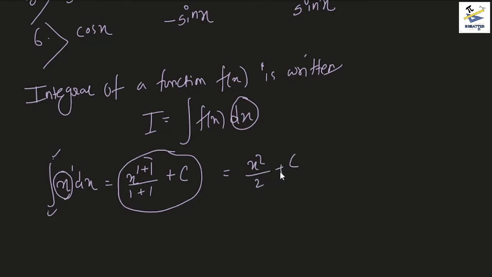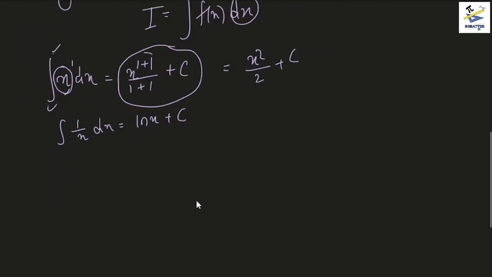Imagine that x square by 2 plus 5 or x square by 2 plus 2, both of them would give you, on differentiation, the value of x, right? Similarly, if you were to do integral of 1 by x dx, the answer would just be ln of x plus c, right? Okay, so we do know about these basic integrations, and let me now iterate some of the facts.